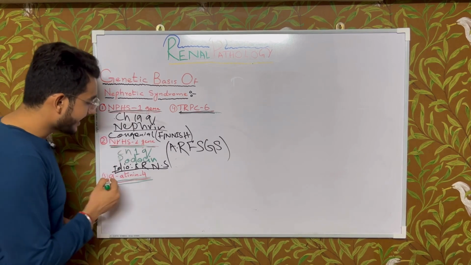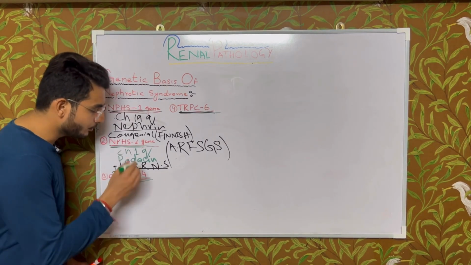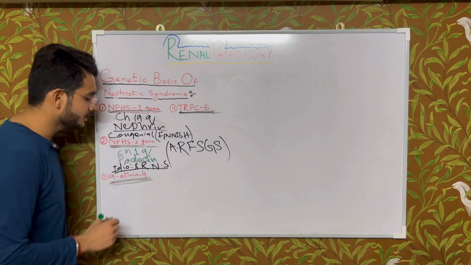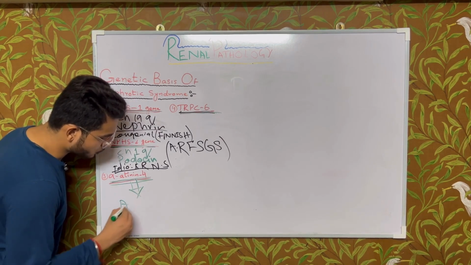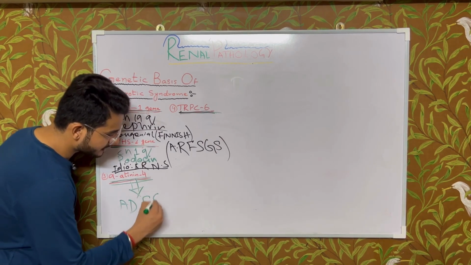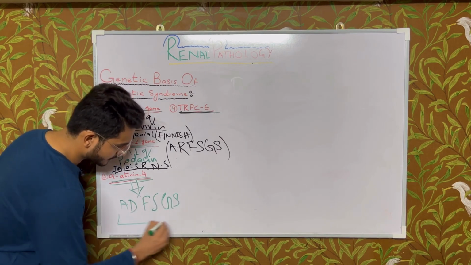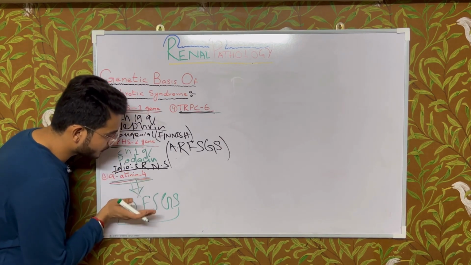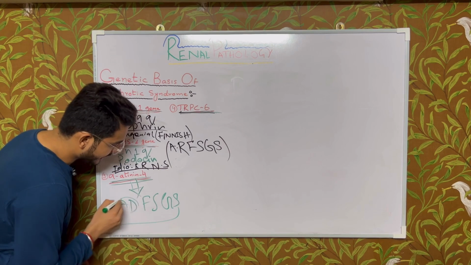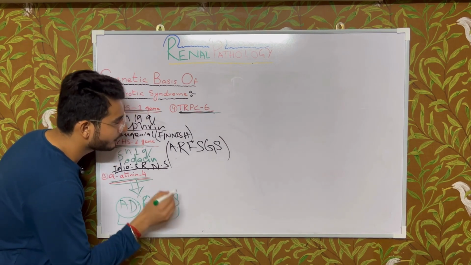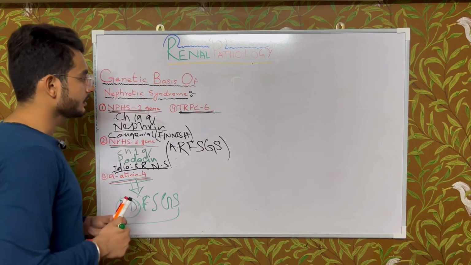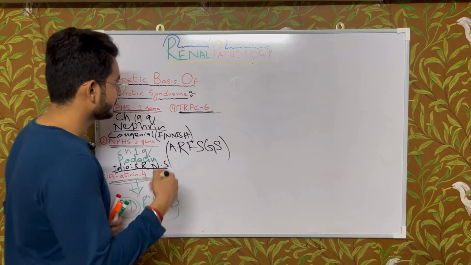Now let's talk about alpha-actinin 4 gene. Due to the mutation of this alpha-actinin 4 gene, the condition arises known as autosomal dominant FSGS. So due to the mutation of alpha-actinin 4, the condition that arises is known as autosomal dominant focal segmental glomerulosclerosis. Let's talk about the last gene, TRPC6.